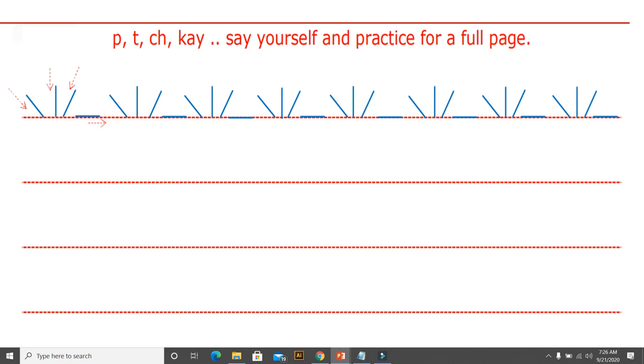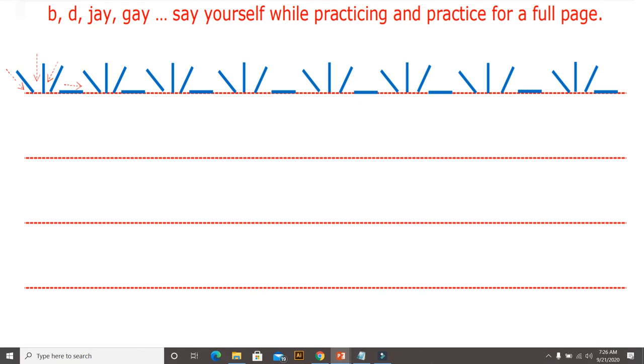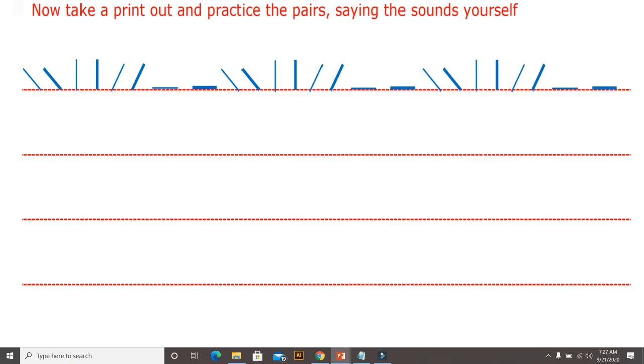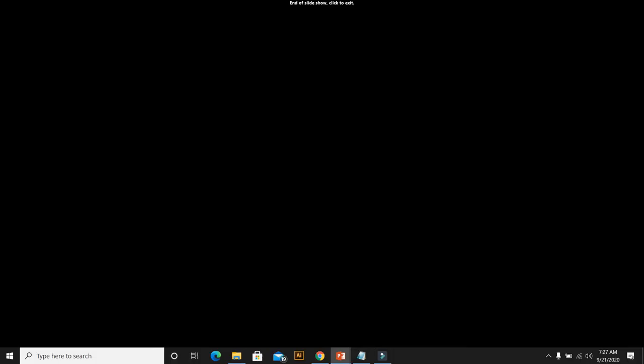These are the directions with the arrows given. Then you have to practice a full page of B D J K. So you see the arrows, B D J K. You have to write a full page. Then take a printout and practice the pairs, saying the sounds yourself. This is P B, this is T D, this is J, this is K. P B T D J K, P B T D J K. So a whole page for this.